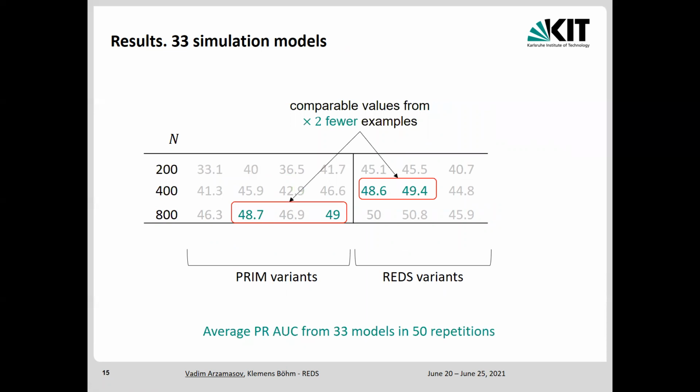This table presents another view of this result. It shows the mean quality value across all 33 simulation models in 50 repetitions. From this table, we can see that the average quality achieved by our method REDS at 400 points is similar to the one achieved by its closest competitors at 800 points, meaning that REDS is able to reduce the number of simulations twice.